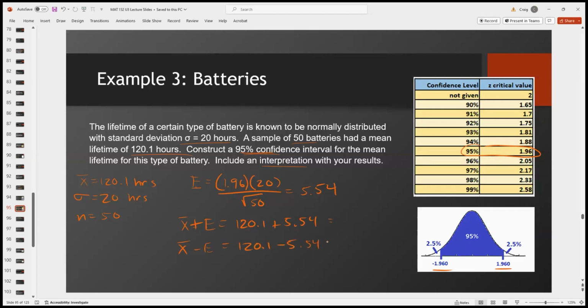And what you should get, 125.6, we'll just round to one decimal place. Now, 114.6. And so we can be 95% confident that the true value of the battery life of this particular battery is going to fall between 114.6 hours and 125.6 hours.